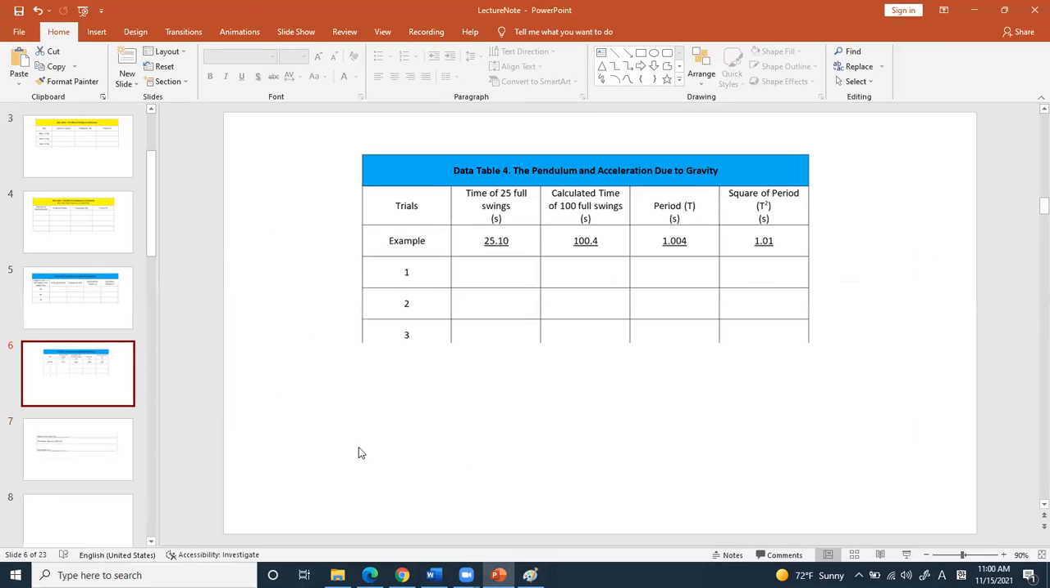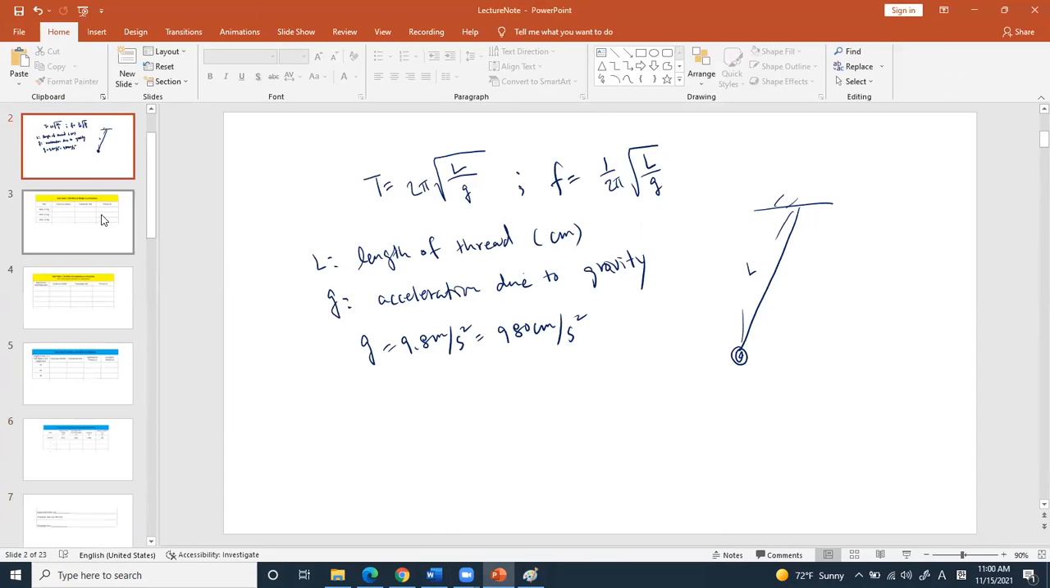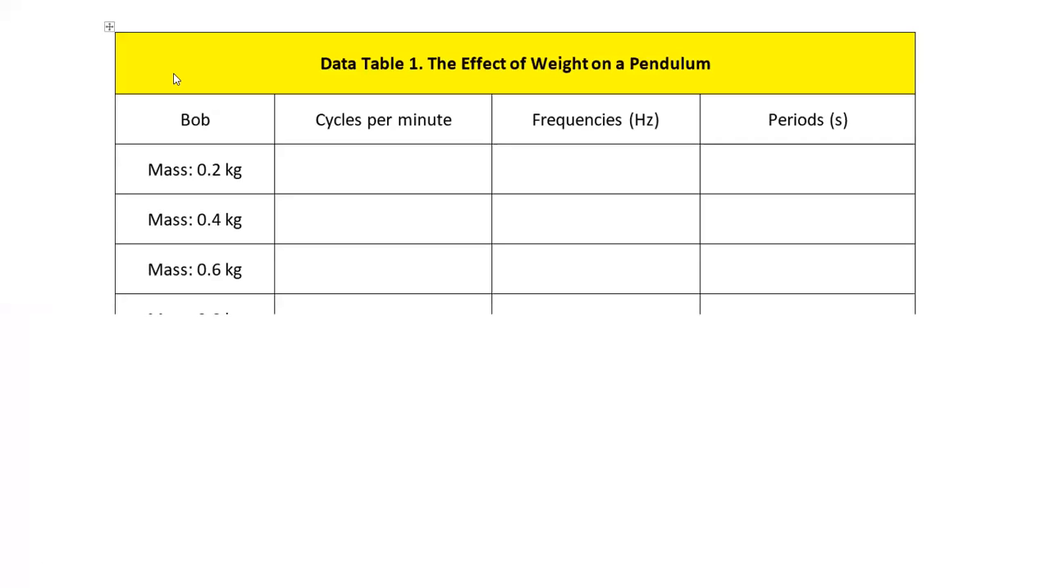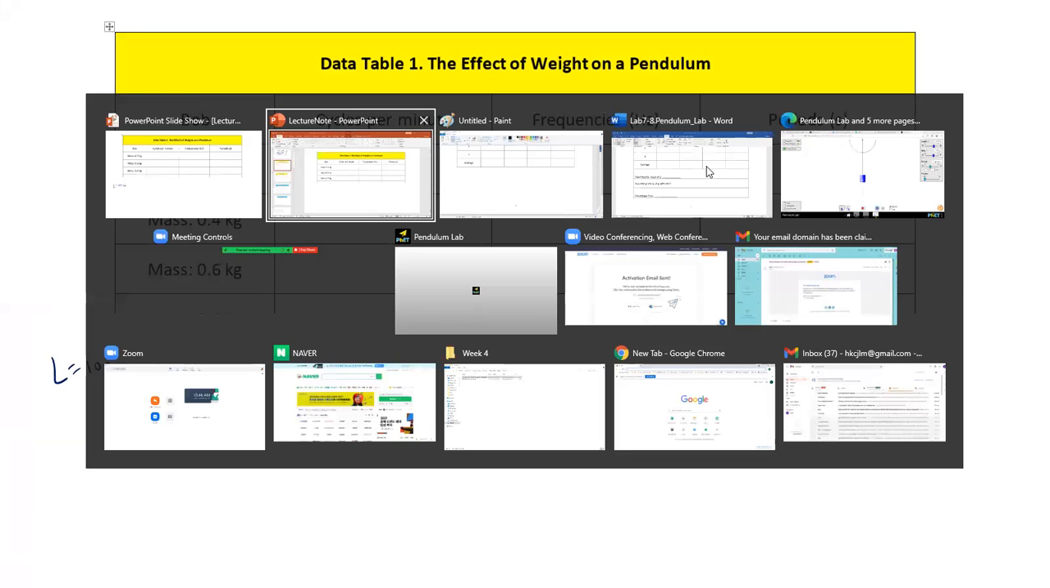And now let me explain how to do this one. This one we are actually going to do with a length of 100, so L should be 100. We have to see L is 100 centimeters, not 100 meters, 100 centimeters. Then let me check the simulator.